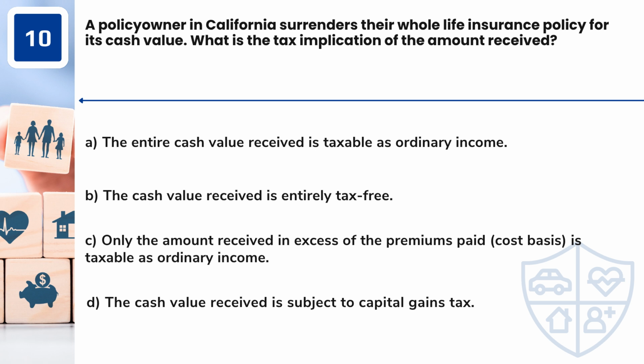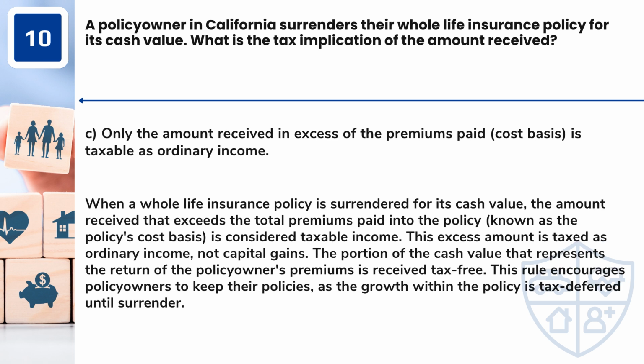A. The entire cash value received is taxable as ordinary income. B. The cash value received is entirely tax-free. C. Only the amount received in excess of the premiums paid, cost basis, is taxable as ordinary income. D. The cash value received is subject to capital gains tax. Answer: C. Only the amount received in excess of the premiums paid, cost basis, is taxable as ordinary income.